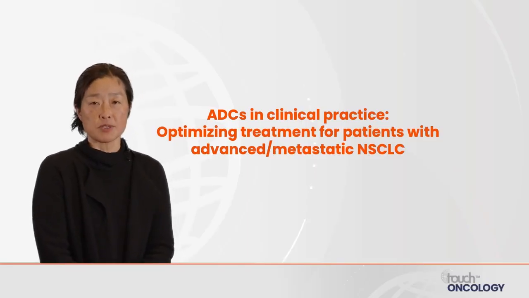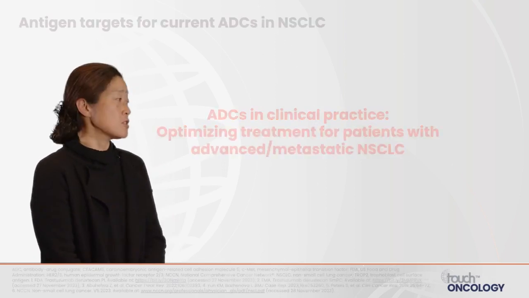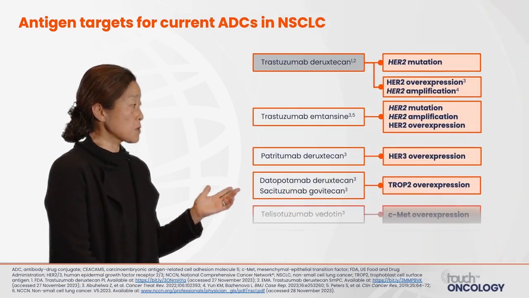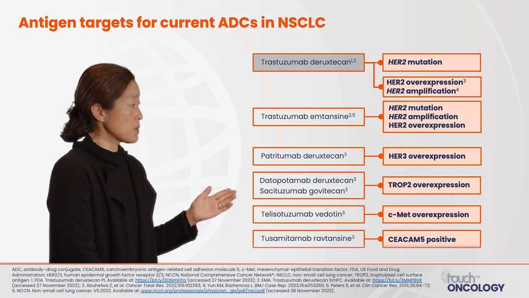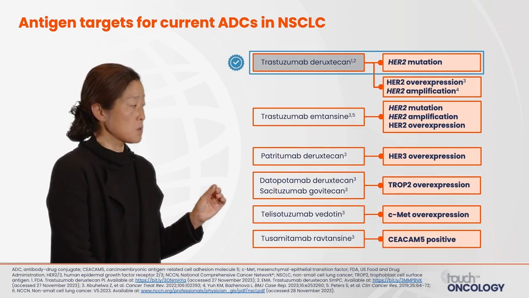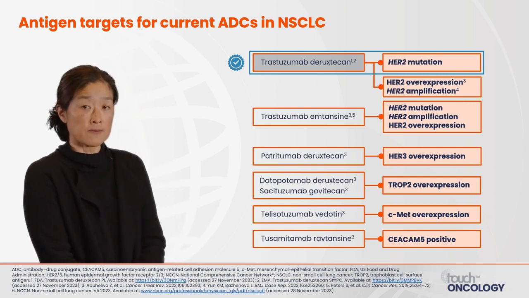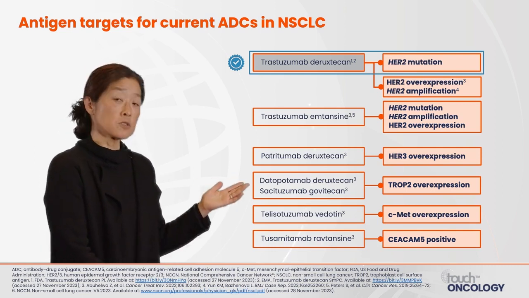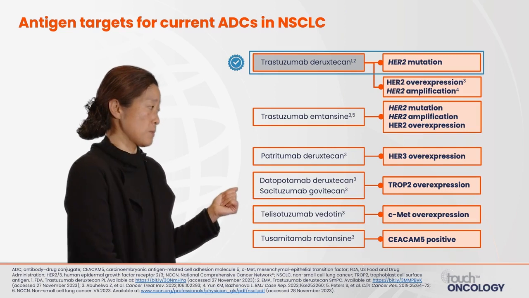Welcome back. ADCs in clinical practice. How can we optimize treatment for patients with advanced and metastatic non-small cell lung cancer? Shown here are multiple different ADCs that are currently in clinical development or being used in non-small cell lung cancer and their antigen targets. As a reminder, trastuzumab deruxtecan is the one ADC here that in lung cancer currently has an FDA approval, and that is specifically among patients with lung cancer with HER2 mutations. It is, though, also used and has been studied in HER2 overexpression as well as amplification.